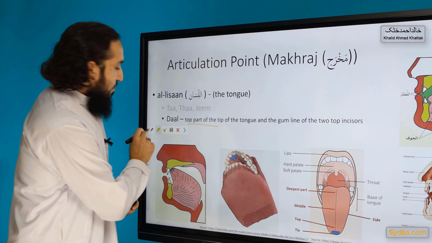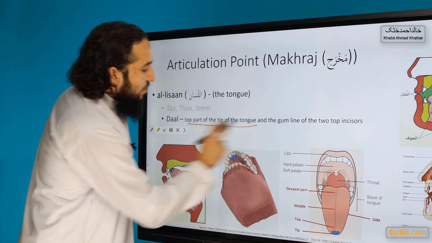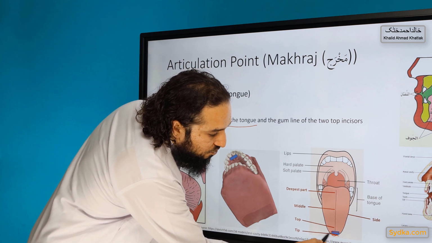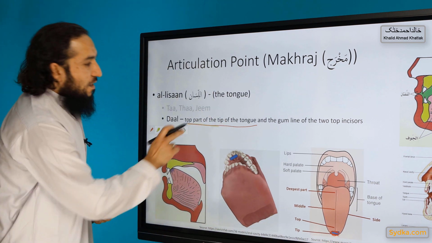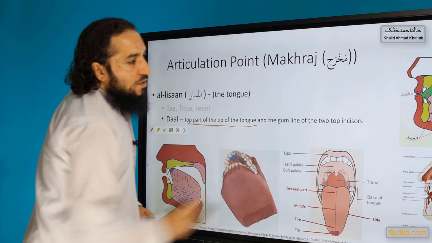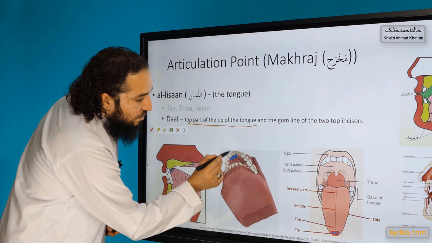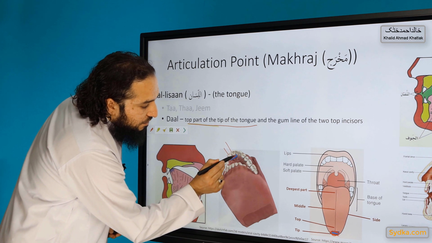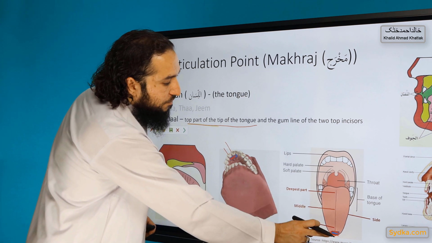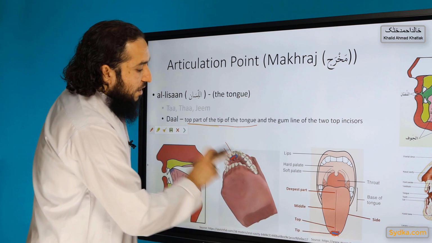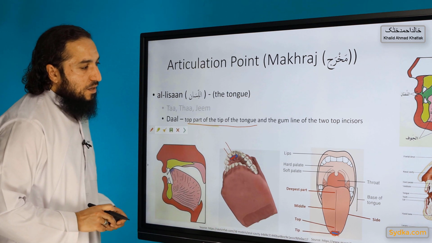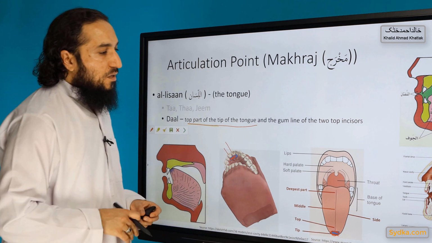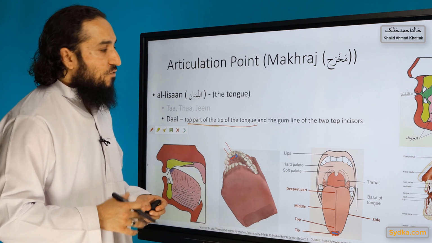Top part of the tip of the tongue. So if this is the tip, and this is the top part of the tip, and it says the gum line of the 2 top incisors. So we have 2 incisors, and this is the gum line. So the top part of the tip of the tongue and the gum line of the top 2 incisors, when we are pronouncing dal, that's where the sound comes from.